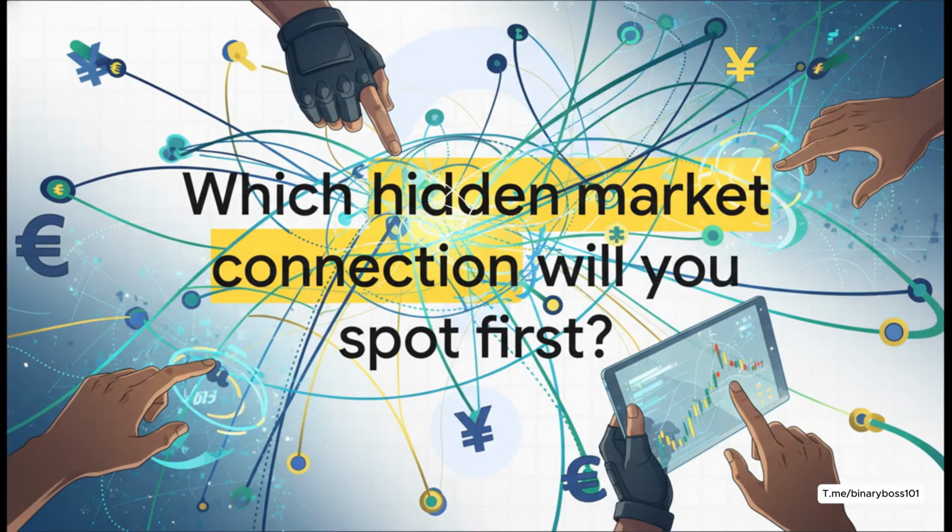So from now on, when you look at the charts, I want you to see something different. Don't just see a bunch of individual assets moving randomly. See the hidden network, the web of relationships that connects them all. Now it's your turn to start looking deeper. So the question is, which hidden market connection are you going to spot first?